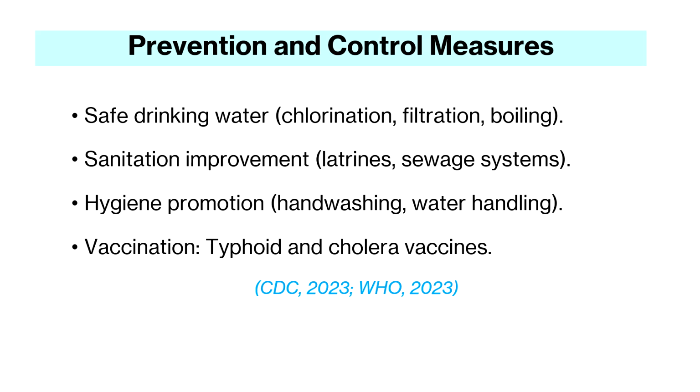So for prevention and control, we can go for safe drinking water by using chlorination, filtration, boiling, or we can use filtration and then chlorinate the water. Sanitation improvement through constructed latrines and sewage systems, and hygiene promotion by hand washing and safe water handling. Vaccination: we have typhoid and cholera vaccines available, and in cases of flood, there is a combined cholera-typhoid vaccine available as well.